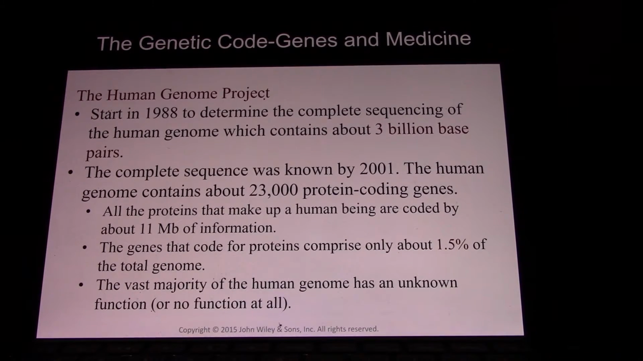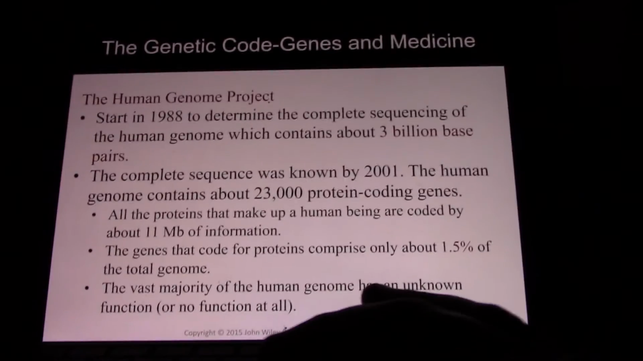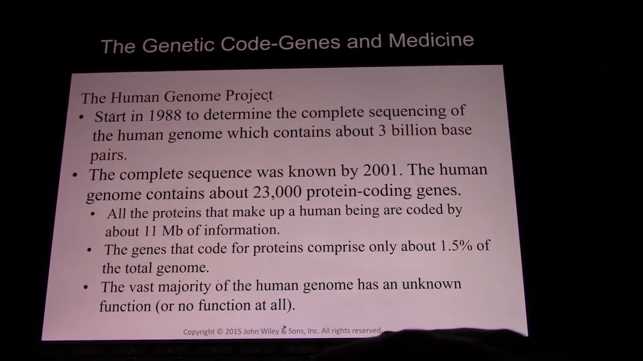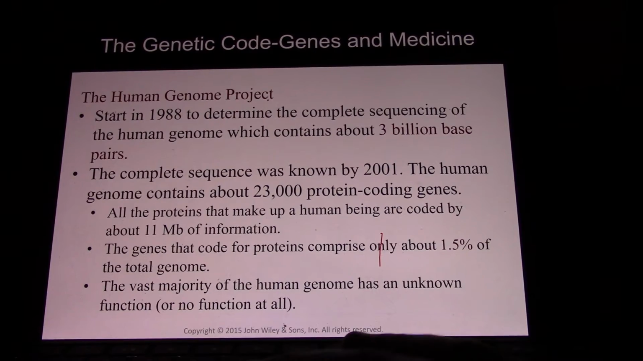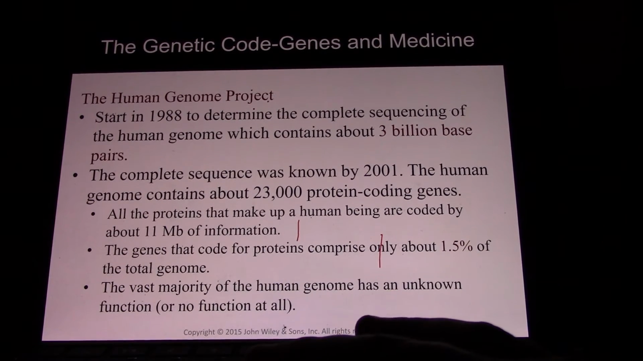The Human Genome Project started in 1988 to determine the complete sequence of the human genome, which is 3 billion base pairs long. And by 2001, the complete sequence was known. And, back then we thought there was about 23,000 protein coding genes. That's been updated. We think there's 30,000 protein coding genes. And actually in the newest research, when they're looking for transcription start points, they find 160,000 transcription start points.